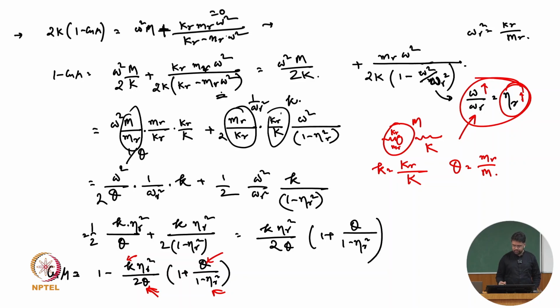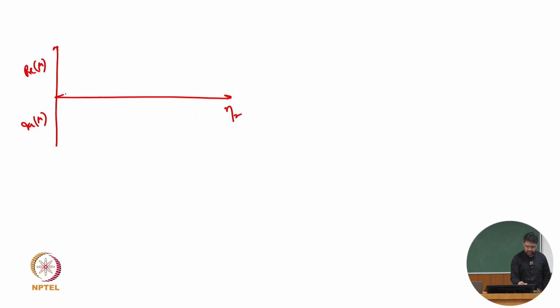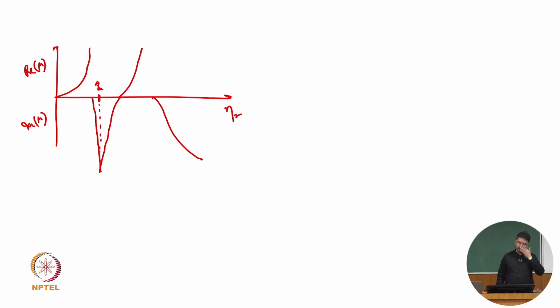And here, once we plot this against the eta r axis, this is the real value of mu and this is the imaginary value of mu. We can see that our real part goes up, and once eta r reaches 1, we have a very deep drop, and then it goes up again like this. So this way the dispersion diagram comes into the picture.